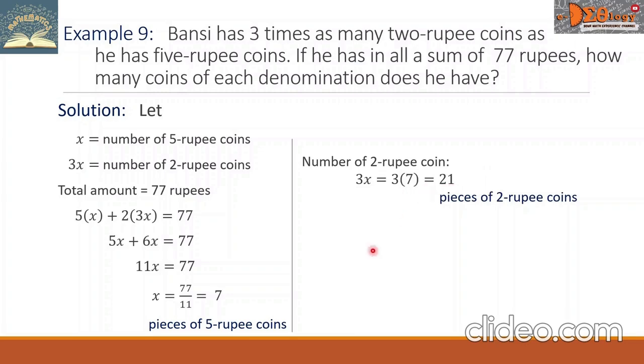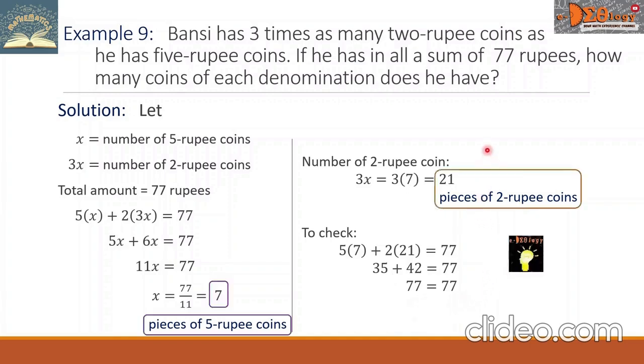Now, let us check if our answers are correct. We said that 5 multiplied by 7 pieces plus 2 rupee coins multiplied by 21 pieces must be equal to 77 rupees. 5 times 7 is 35 plus 2 times 21 is 42, equals 77. The left side is 77, equals the right side. Now we are sure that our answers are correct.